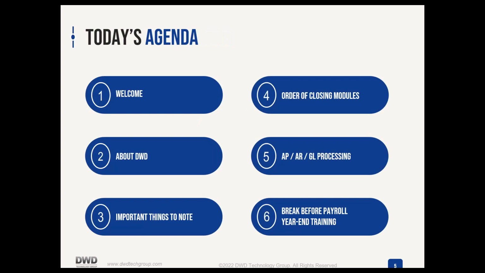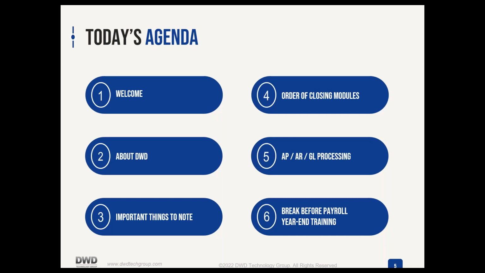So today, just a rundown of what we're going to cover in this first part of the sessions. Obviously, we've granted you welcome, and we are so happy you are all here. I want to talk a little bit about DWD and who we are, especially for those of you who may not have a lot of familiarity with us. We're going to talk about some things important to note as far as Sage 100 and versions and staying up to date. We'll talk a little bit about the closing of modules and the order in which we typically want to close those, especially at year end, but it's also applicable at month end as well.